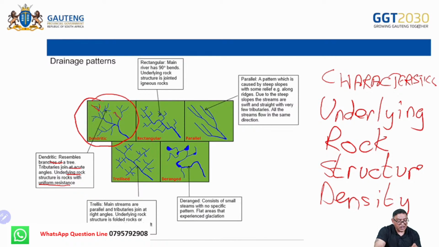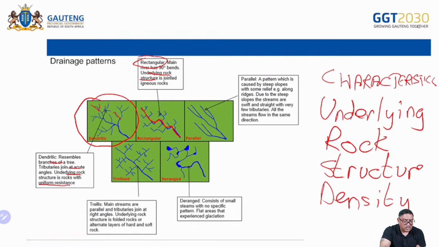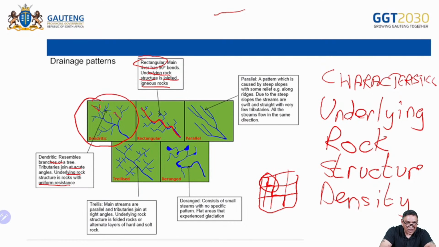Okay, then we look at the rectangular. And what do we notice here? The main stream has 90-degree bends. Remember, I'm emphasizing the main stream has 90-degree bends. Okay, why do they have 90-degree bends? Because the rock below, the structure, is jointed igneous rock. So if I had to create joints here, like that, all right, because the rock is jointed, it has cracks. And if the main stream has to flow, it will flow within those cracks. And can you see the 90-degree angle of the main stream? So everything has a reason.